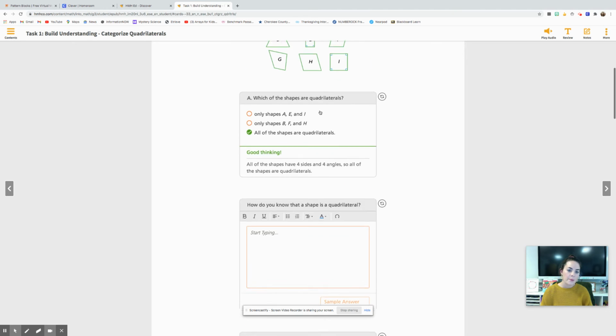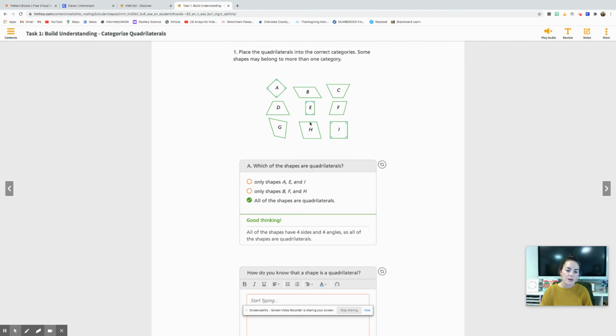Rhombuses. Now, if you look up here, to be a rhombus, we have to have 4 sides that are all equal in length, but also 2 pairs of parallel sides. So, A right here has 4 sides that are equal in length with 2 sets of parallel sides.